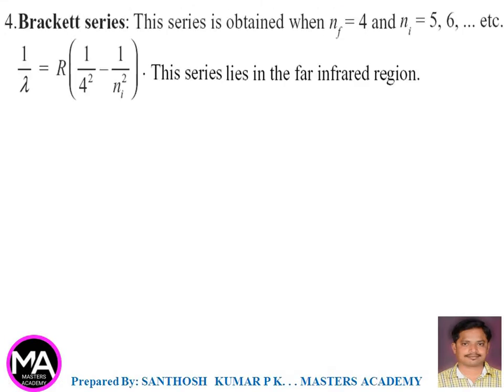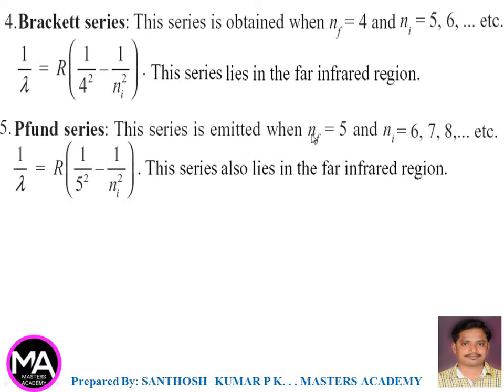Next, the fourth series is the Brackett series, and it is obtained when an electron makes a transition from a higher energy level to the fourth level. Here NF is 4 and Ni is 5, 6, etc. So 1 by lambda is equal to R into 1 by 4 square minus 1 by Ni square. This series lies in the far infrared region.